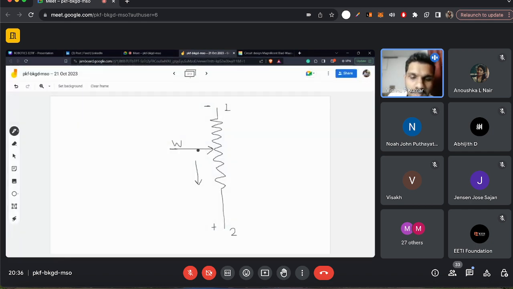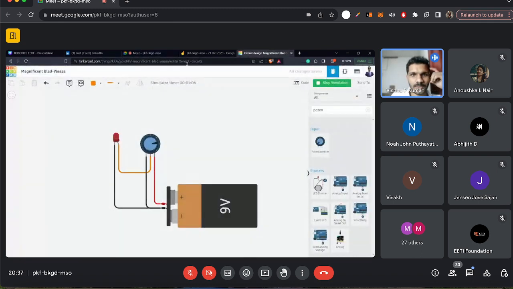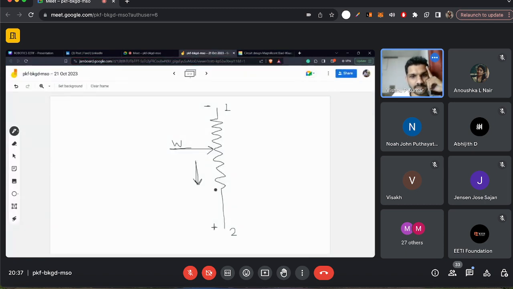So the wiper, I think this arrow is the wiper, right? So it's moving towards the pin number 2, or the positive pin. Okay, so it's moving towards the positive pin. So does the voltage increase or decrease? I think you can just guess the answer, maybe. So it's going towards the positive side.